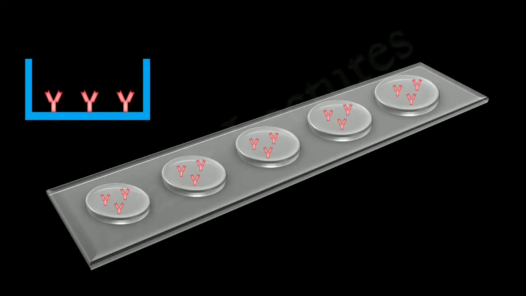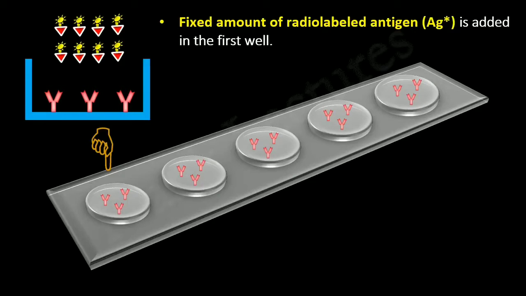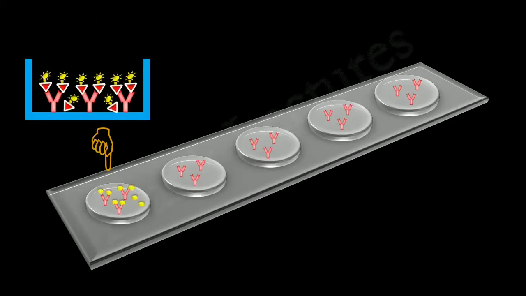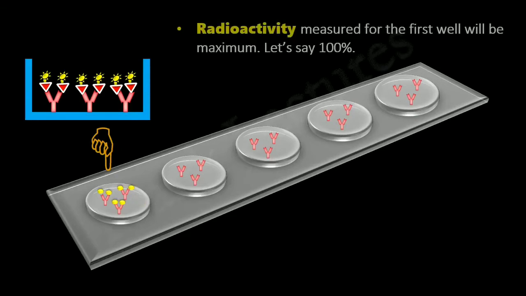Now, we add a fixed amount of radio-labeled antigen to the first well. This amount of radio-labeled antigen is enough to saturate all the antigen binding sites in the microtiter well. We will rinse the well to remove any unbound antigens. If we measure the radioactivity of this well, it will be maximum. Let's say 100%. This is our control well.